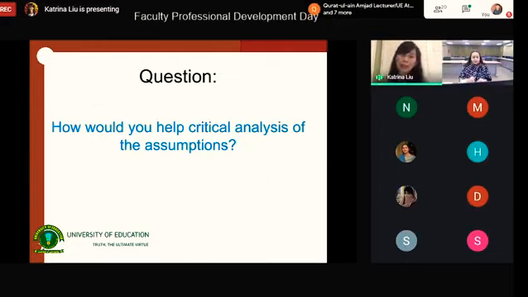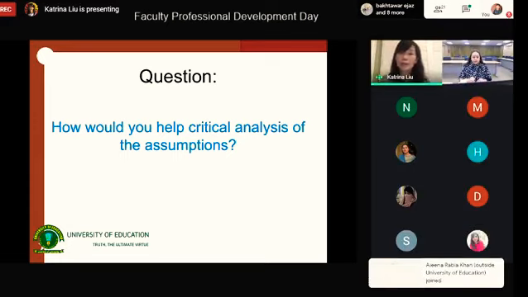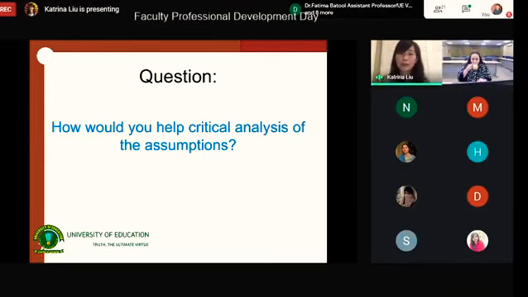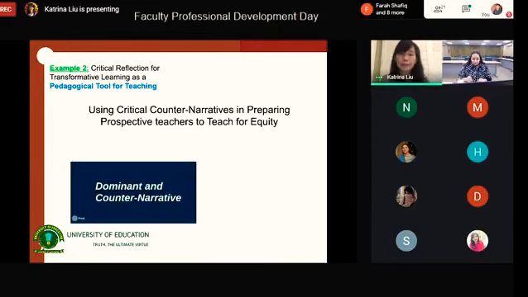So now I would like to pause for 10 seconds again for you to think about how you would help critically analyze the assumptions in your field, help your students, help your colleagues, for example, to critically analyze those assumptions. Okay, do I still have time? Should I share the second example quickly as a pedagogical tool?